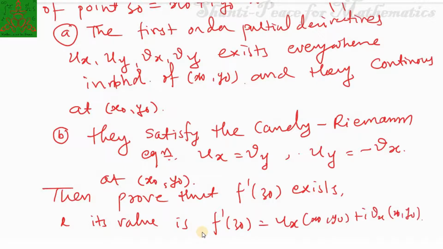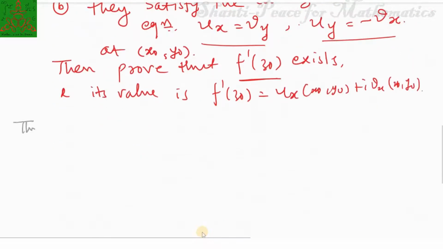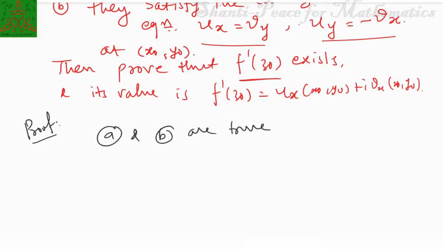So this is the statement of the sufficient condition for differentiability, which tells you that if the first order partial derivatives exist and are continuous, and if they satisfy the CR equations, then the function is differentiable. That means its derivative exists. So let us try to prove the statement. We will assume that the conditions, statements A and B, are true. What is statement A? It says that the first order partial derivatives exist and they are continuous. The second statement says that the CR equations are satisfied.